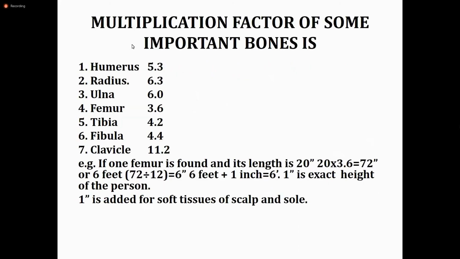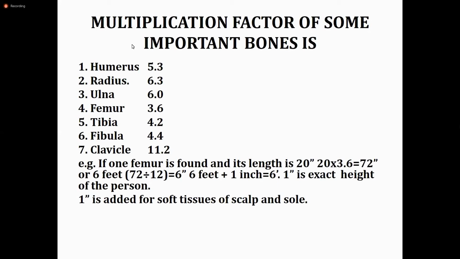Okay, moving on, these are the multiplication factors of some important bones. Humerus, constant 5.3, radius 6.3, ulna 6, femur 3.6, tibia 4.2, fibula 4.4, and clavicle 11.2.